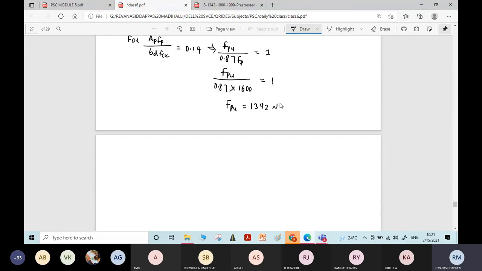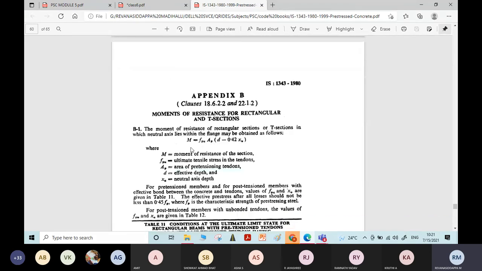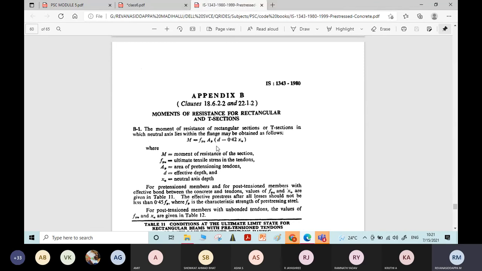One three nine two Newton per mm square. Okay. Now you can calculate moment of resistance using this formula. Every parameter is known. Therefore, the moment of resistance is equal to, the formula is FPU into FP into D minus 0.4 XU.